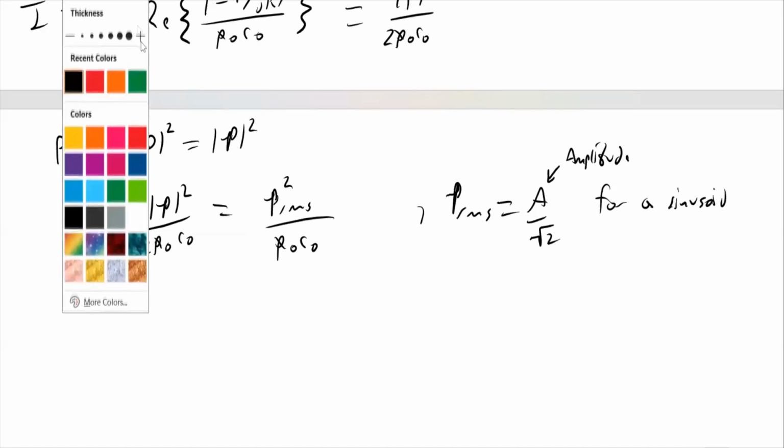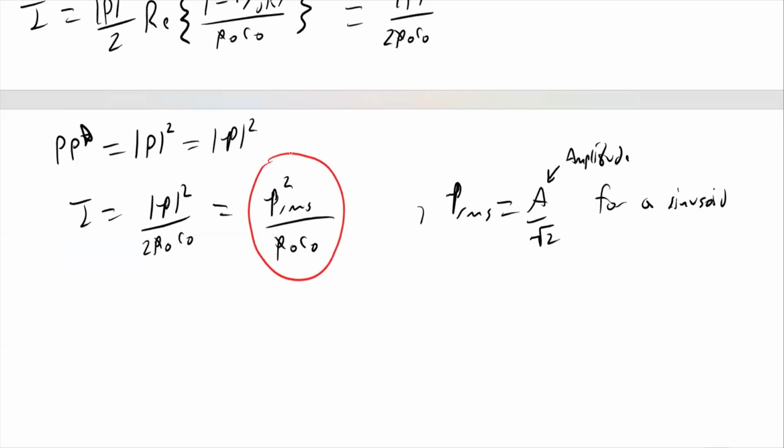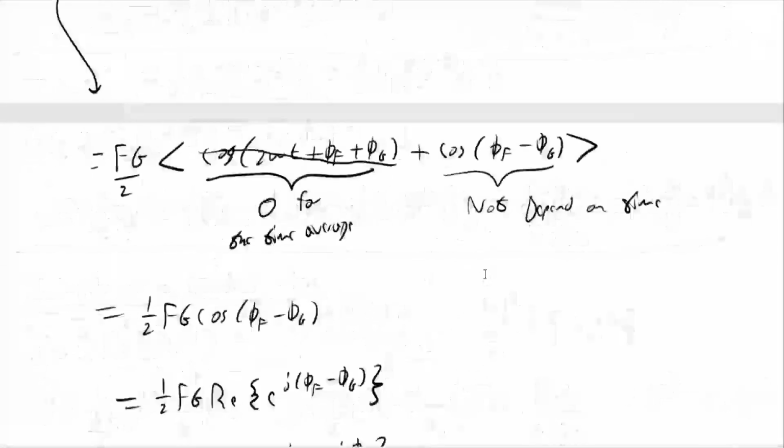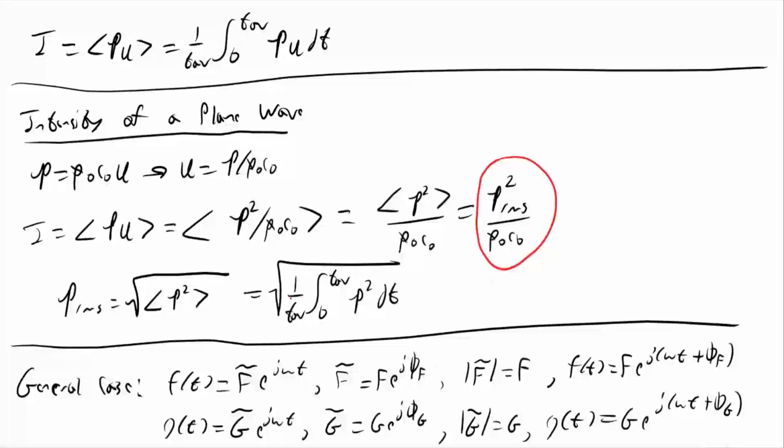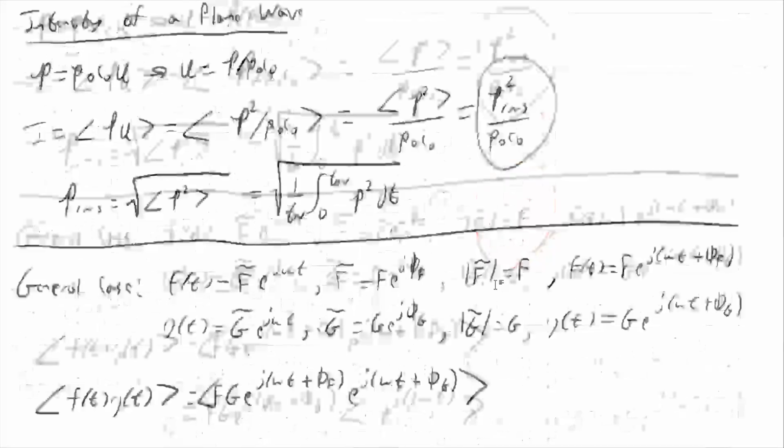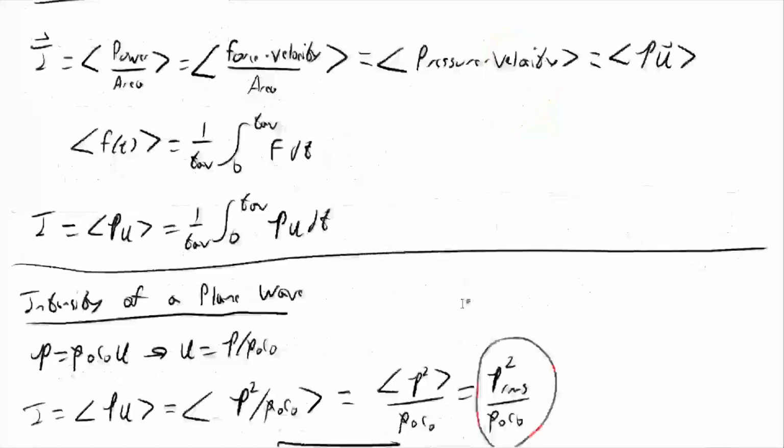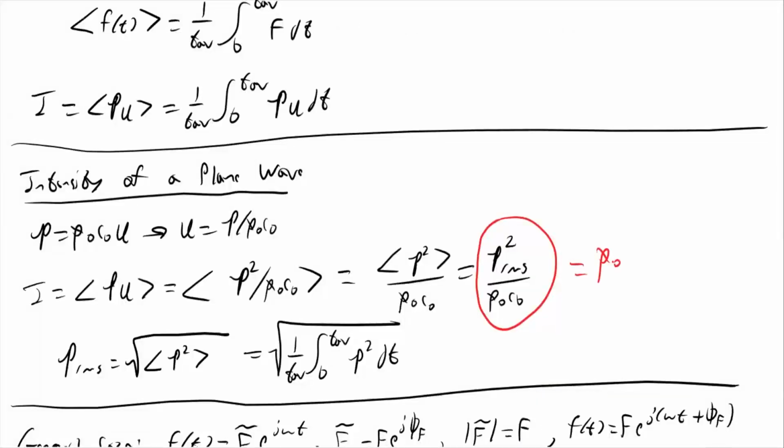Note this expression here, P RMS squared over rho naught c naught. This happens to look, if I can scroll all the way back to it, a lot like the intensity of the plane wave. It turns out that while this is the same, this expression up here is equal to rho naught c naught U RMS squared. And you can do that by simply making this substitution here instead. So you have rho naught c naught U squared, which would be the RMS of U.